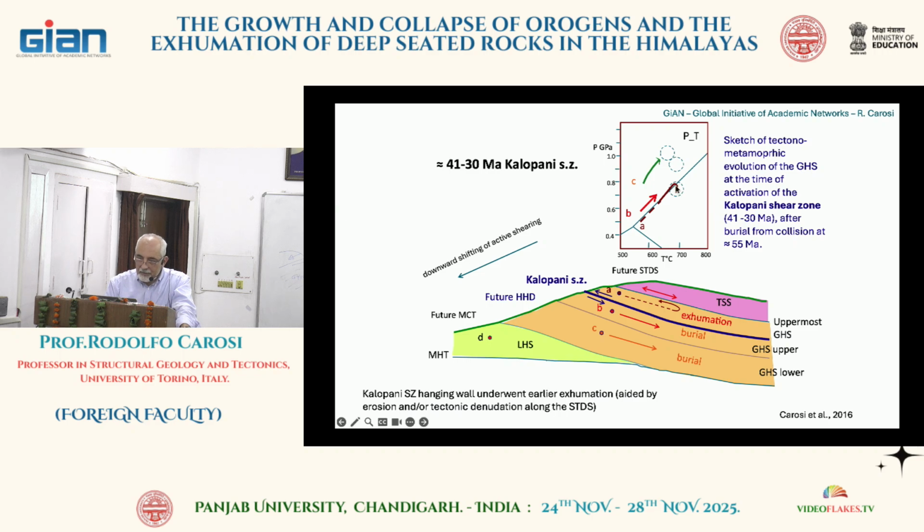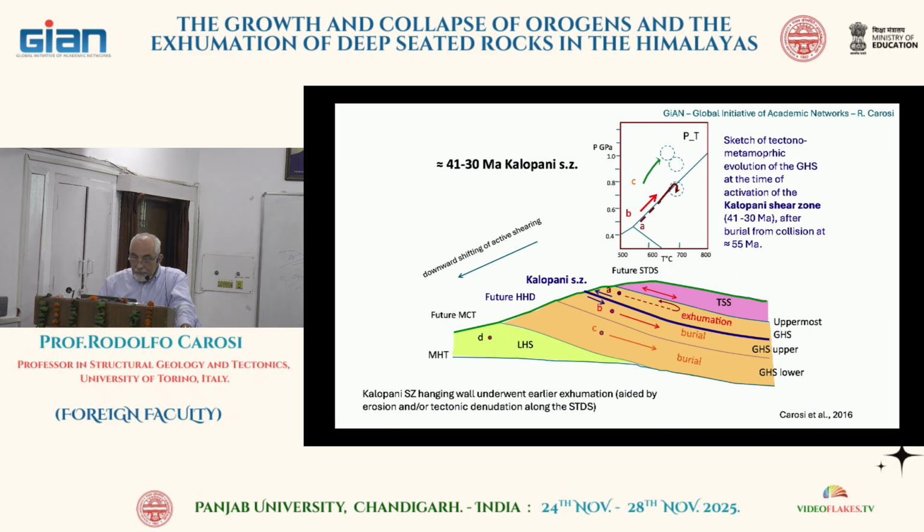So it underwent exhumation. Of course, it means that at that time there was erosion, or some normal fault above. There should be somewhere, but we have no information. There's also no information if at 41 million years the belt was already uplifted and underwent exhumation, erosion. But anyway, something happened because the pressure was decreasing at this time.